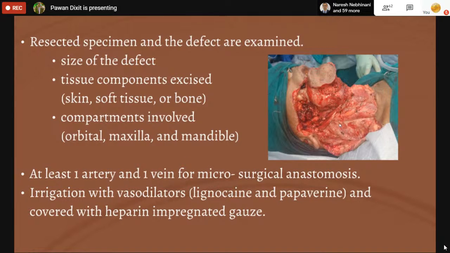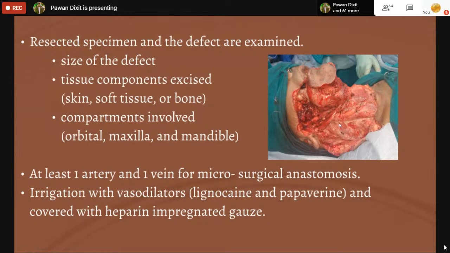If the defect has only lining defect, then there can be free radial forearm for that. If the patient needs extensive soft tissue coverage and bulk, for that ALT flap is the flap of choice. And if the bone is involved, then free fibula flap can be harvested.